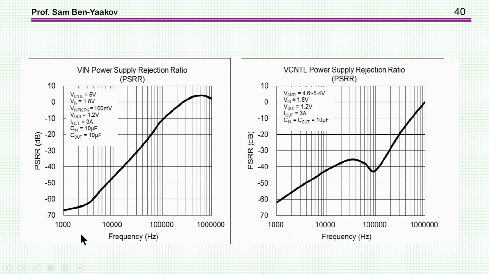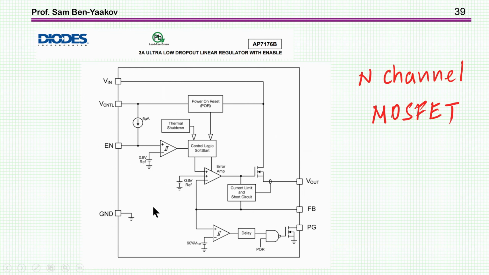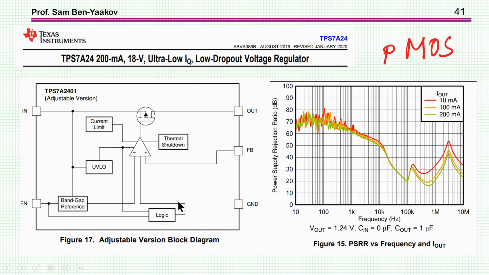So the fact that you have an N channel does not significantly improve the power supply rejection ratio, and as I have said, the reason is that it is affected by the amplifier. So by having a very good amplifier, you can get a good result independent actually of the configuration of the pass element. So now this is the classical low dropout P-channel LDO.